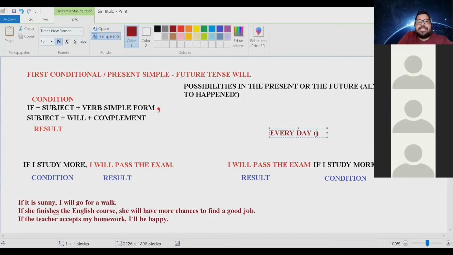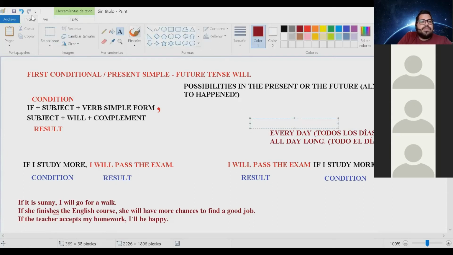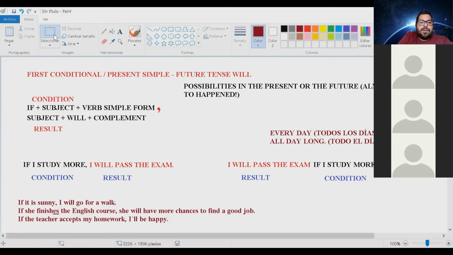De hecho, es un adverbio de frecuencia para indicar con qué frecuencia hacemos las cosas, ¿ok? Every day means todos los días. Hay una expresión muy común para decir todo el día: all day long. Ok, I remember, in my case, when I was studying English, I always confused this. But guys, every day is todos los días, and all day long, or all day, es todo el día. Okay, let's continue.